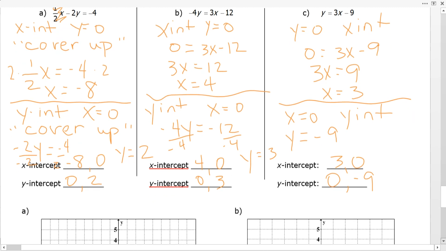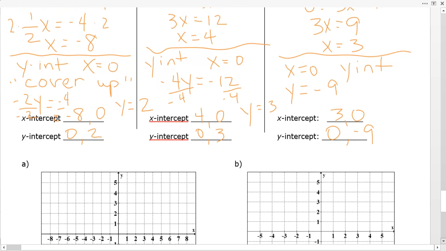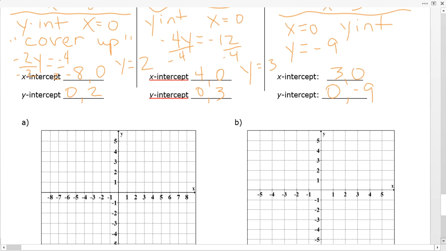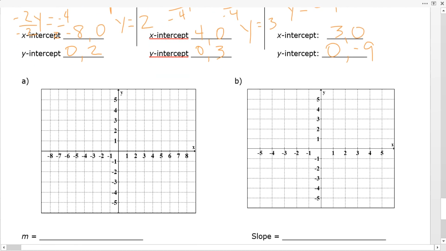Okay, I'm going to graph these first two by using the intercepts and finding the slope. So this first one is going to be -8, 0, and 0, 2, and I'm going to make a beautiful line. I'm sure it looks like that. And my slope is going to be, if I want to just find it on here, I'm going to go up 2 and over, you got it, 8. So I have 2 over 8 equals 1 over 4.